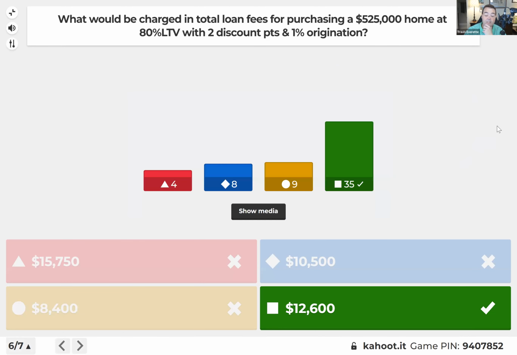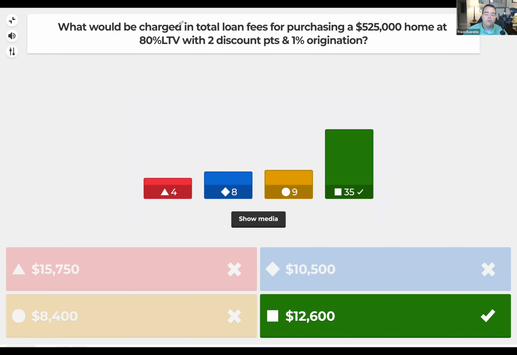All right, let's take a look at this one. Pretty good. What would be charged in total loan fees? Total loan fees. So that statement right there, total loan fees for purchasing a $525,000 home at 80% loan to value with 2 discount points and a 1% origination. So total loan fee means those numbers added together, does it not? Yeah. Because remember, the discount points and the origination fees are both loan fees. So you could do them separately and add them together.